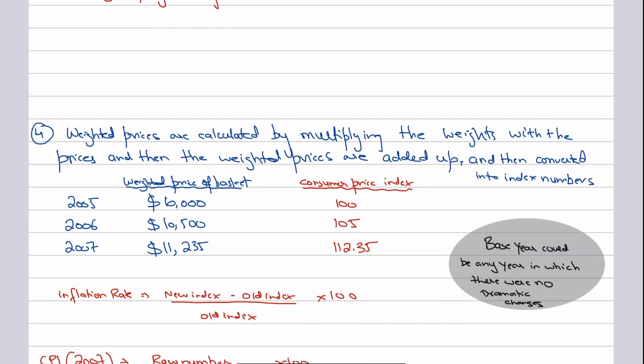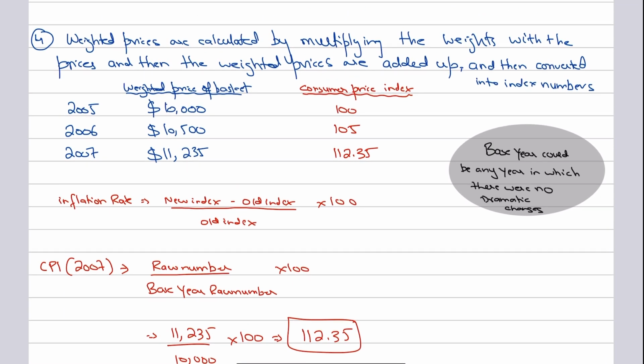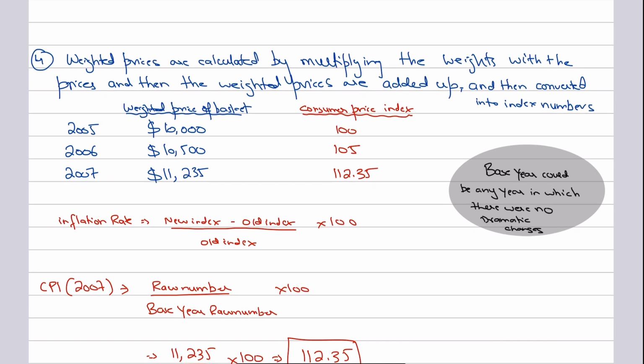Then after that, guys, once you assign the weights, you calculate the weighted prices. And how are weighted prices calculated? They're calculated by multiplying the weights with the prices of the goods and services in that basket. Then all the weighted prices are added up, and once they're added up, they're converted into an index number.